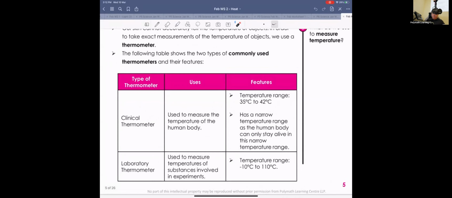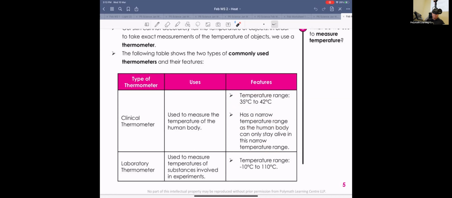So the clinical thermometer is used to measure the temperature of a human body. Therefore, it doesn't go out of this range. It doesn't go below 35. It doesn't go above 43 or 44. It has a narrow temperature range as a human body can only stay alive at this narrow temperature range.